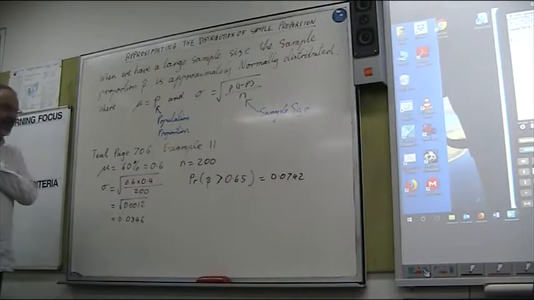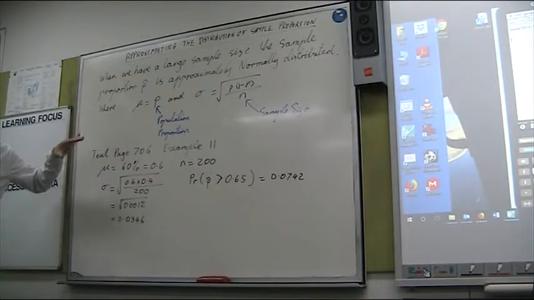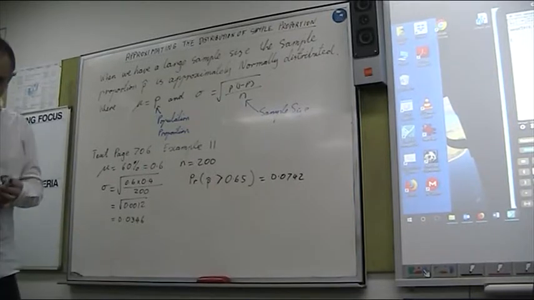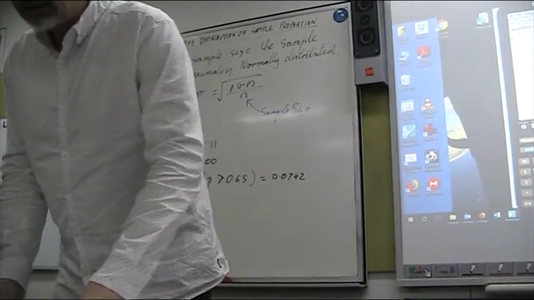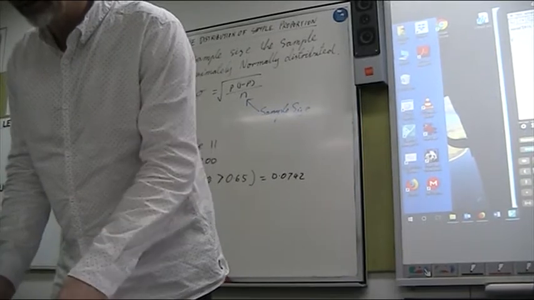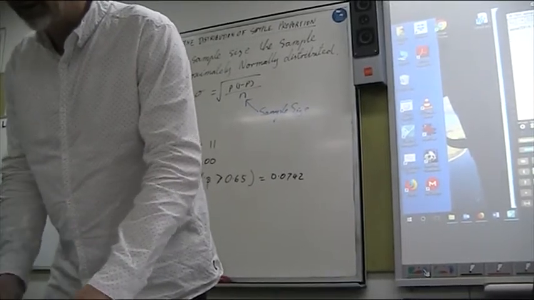All right, anything about that before we move on to the next bit? Is that the end of that example? That's the end of that section. So there's 2 other bits.